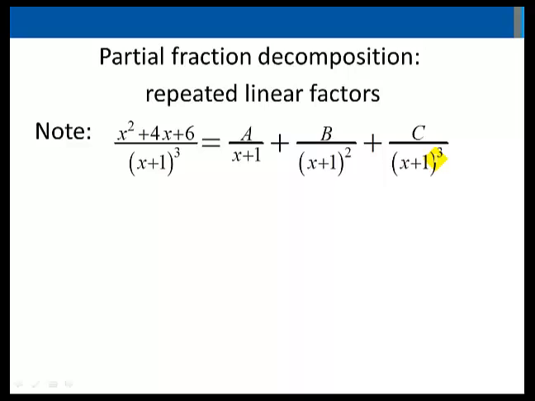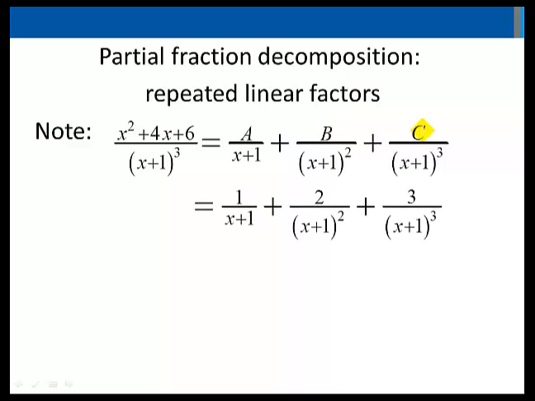In this case, we have x squared plus 4x plus 6 over x plus 1 cubed. I need to allow for the possibility of this rational expression decomposing into rational expressions with denominators containing x plus 1 to the first power, x plus 1 to the second power, and x plus 1 to the third power. It is possible that in the decomposition process we will find that a equals 0 or b equals 0 or c equals 0. In this case, it does turn out that a is equal to 1, b is equal to 2, and c is equal to 3.